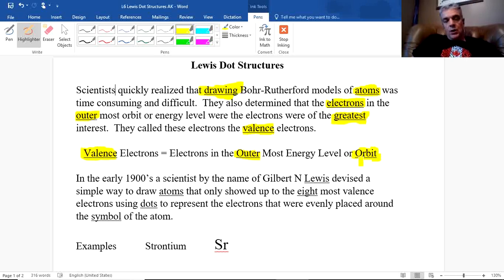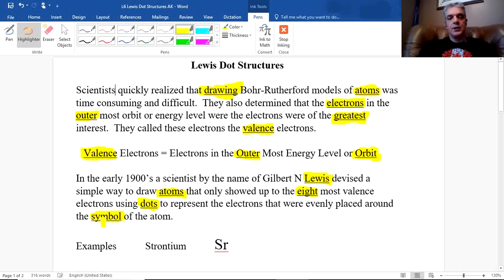Now, in the early 1900s, a scientist by the name of Gilbert N. Lewis devised a simple way to draw atoms. They wanted to simplify it. They felt that the Bohr-Rutherford model was just way too complex, sitting there drawing everything constantly, and when you started drawing lots of them, it was crazy. So he devised a simple way to draw atoms that only showed up to 8 valence electrons using dots. He didn't even use e's and minuses and all that stuff. He just used dots to represent the electrons that were evenly placed around the symbol of the atom.